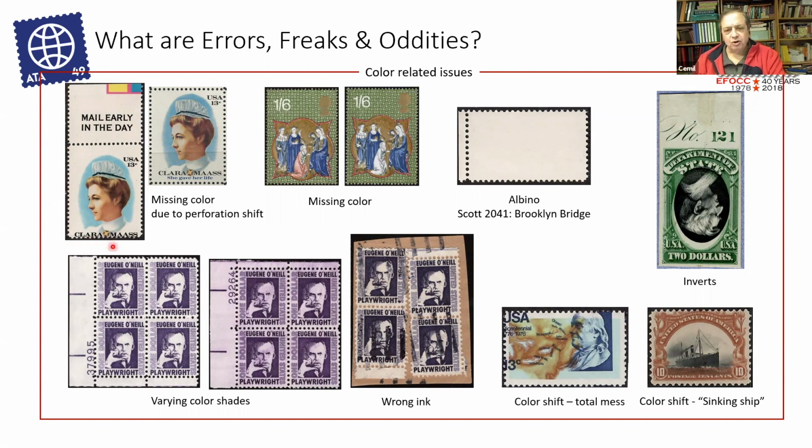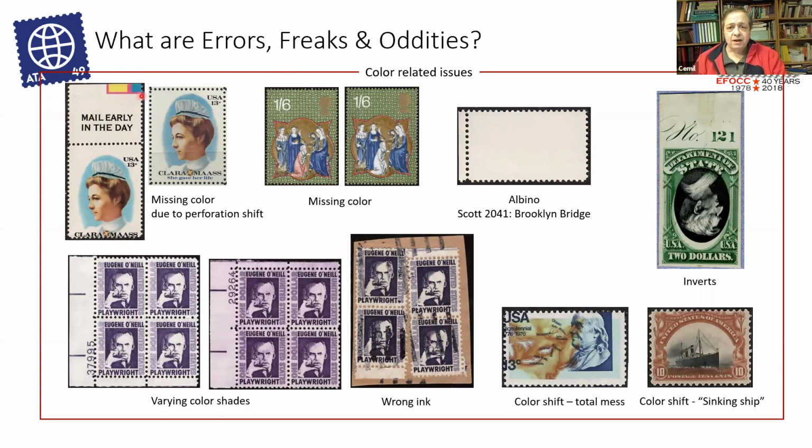Actually, this stamp has lots of problems because if you look at it, the upper perforation is also at an angle. But let's focus on the lower side now. If you see here, there is a blue. This blue is a different blue than the other blue. And because of the shift, it is not there. That is referred to as a color missing error because the blue is missing on the stamp.